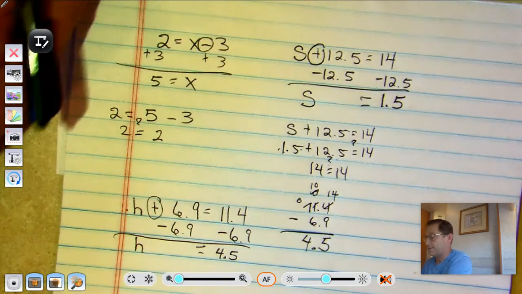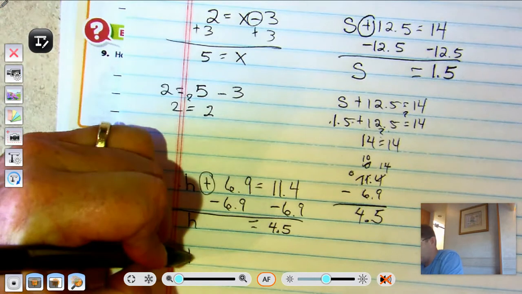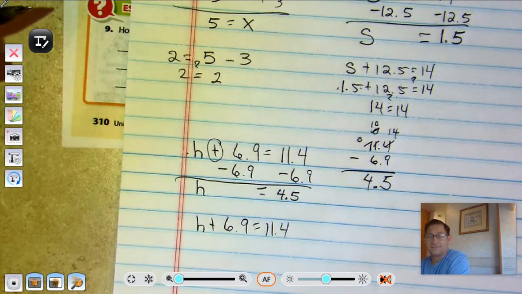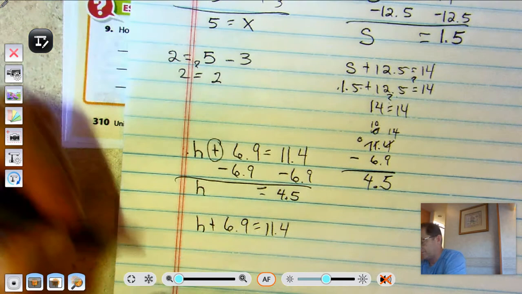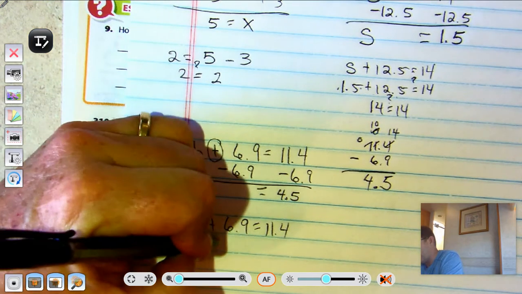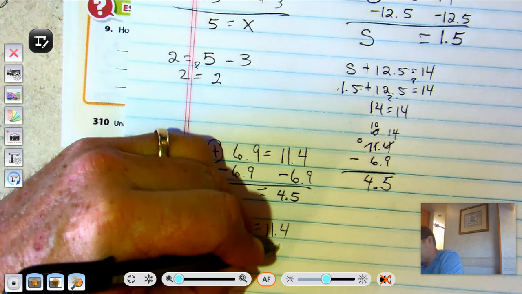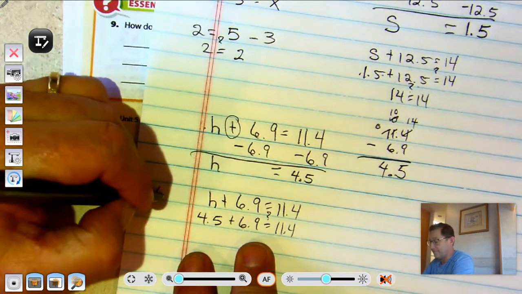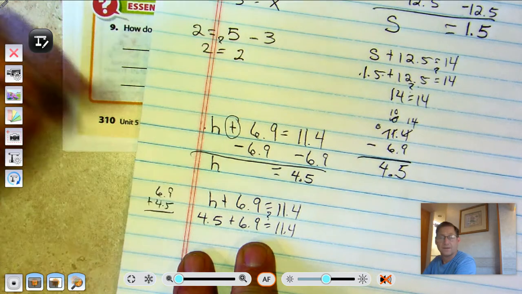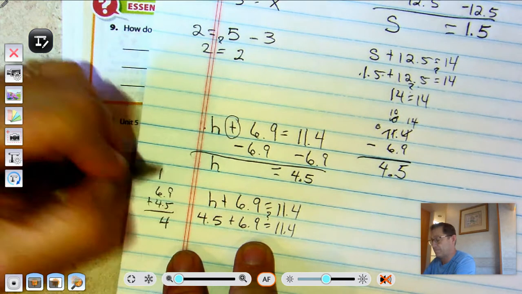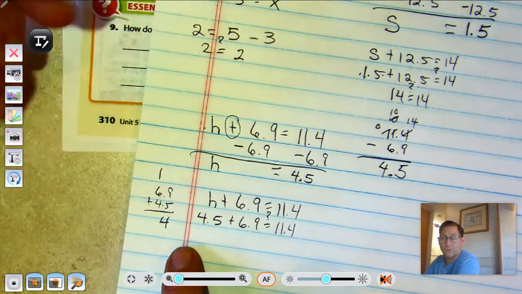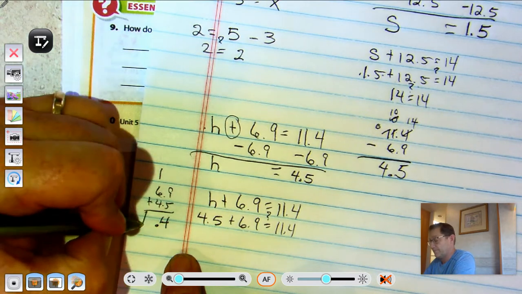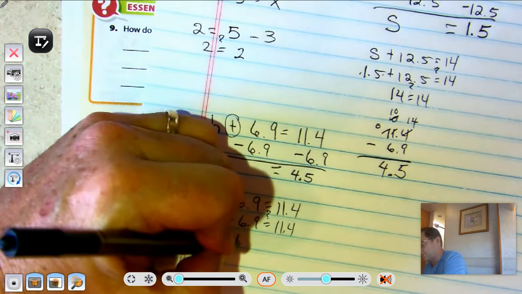Let's check to see if we're right. So again, our equation was 6 and 9/10 plus H is 11 and 4/10. We're saying that H is 4 and a half. We need to find out if when we add those two numbers together, does that give us 11 and 4/10? Well, 9/10 and 5/10 is 14/10, or 1 and 4/10. 6 and 4 is 10, plus the one regrouped one, 11 and 4/10. So yes, they do check.